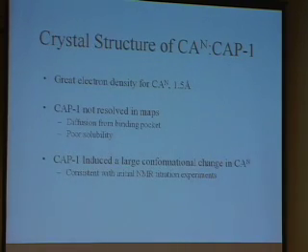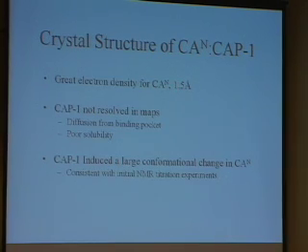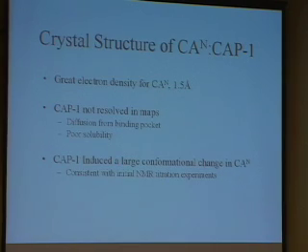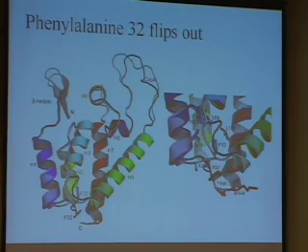In a parallel effort to solve this structure using crystallography in another lab, they were able to resolve great density for the capsid protein, and they saw the structure at 1.5 angstroms, but the CAP1 was not readily resolved in these electron density maps. This was also due to poor solubility and diffusion from the binding pocket. However, they observed that CAP1 induced a large conformational change in capsid, consistent with our initial NMR titration experiments.